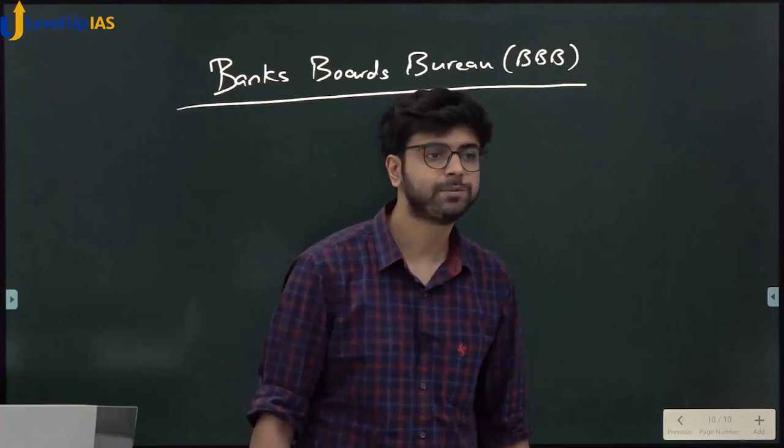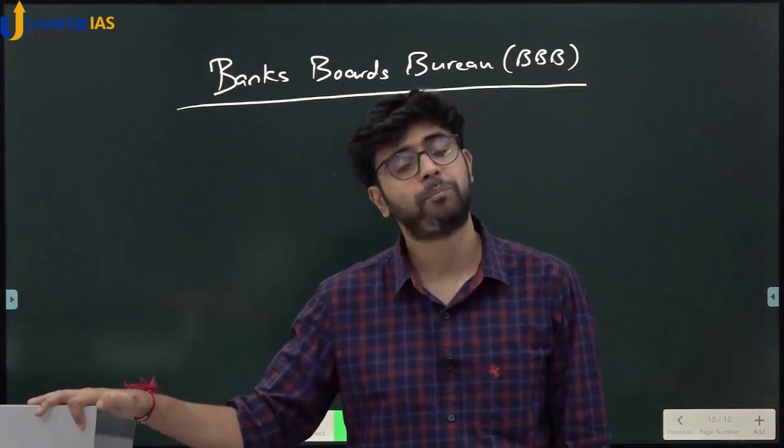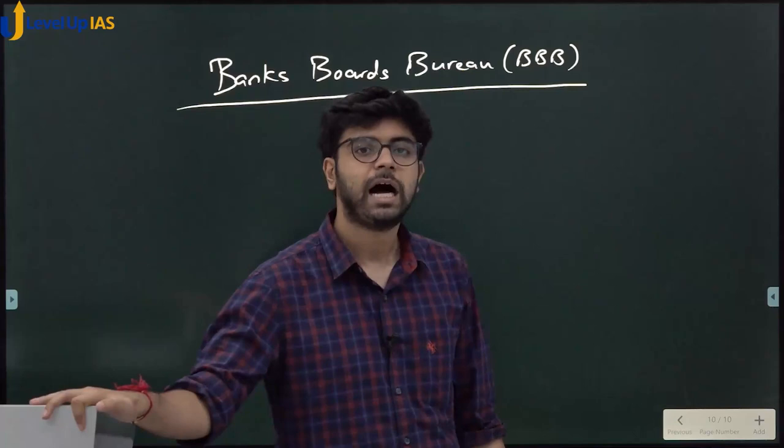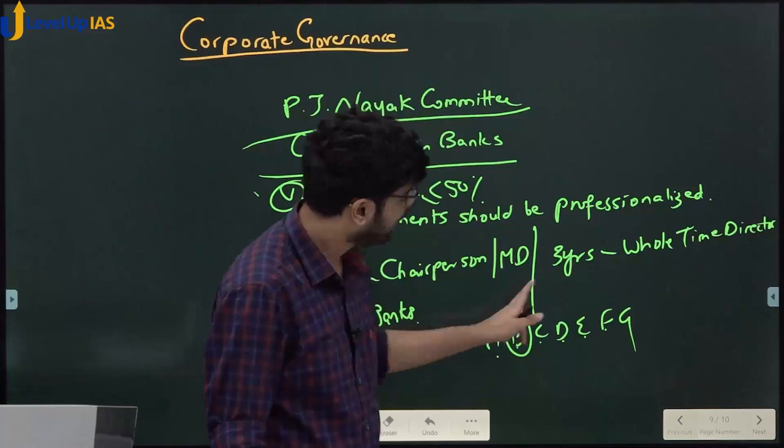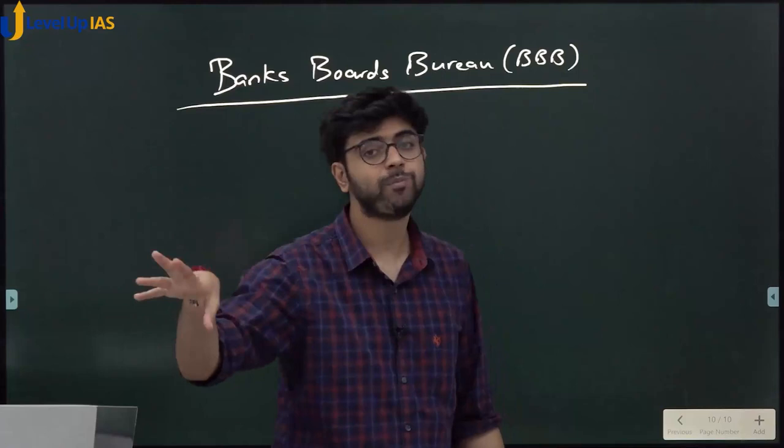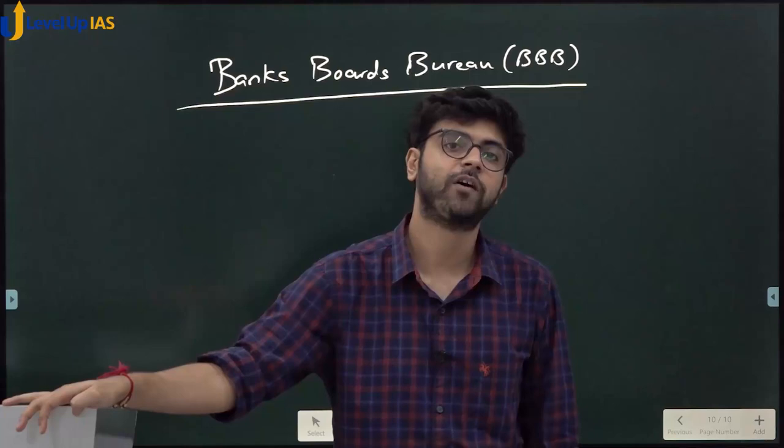So earlier, I'll tell you how appointment of chairpersons of public sector banks used to happen. You understand what public sector banks are? Government ownership. How did appointments happen? Government used to appoint them. Now, do you think someone with a lot of connections can get appointed to a bank? Yes, it was possible. So the PJ Naik committee said to establish a separate Bank Board Bureau. Who will appoint these people? And they would be independent. They would not be someone who is directly connected to the government. They would be independent.